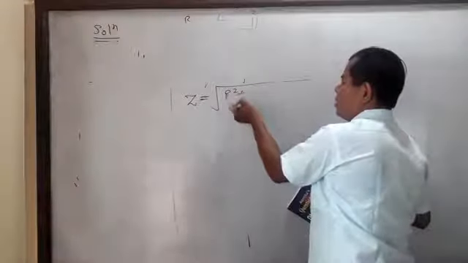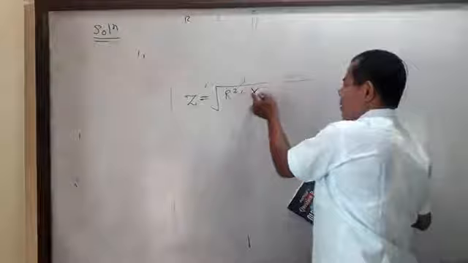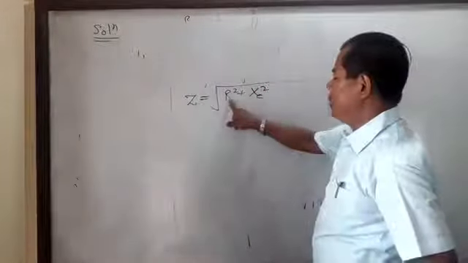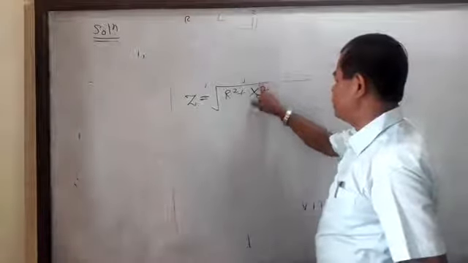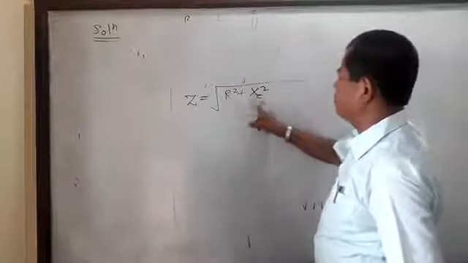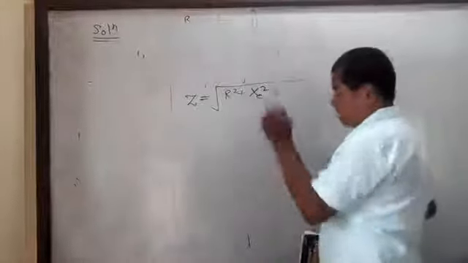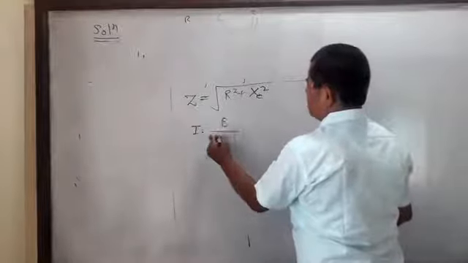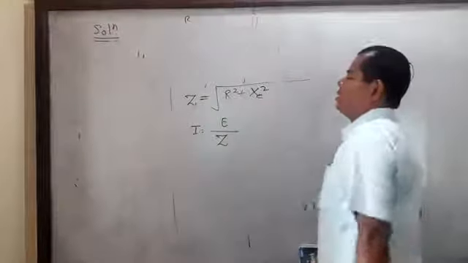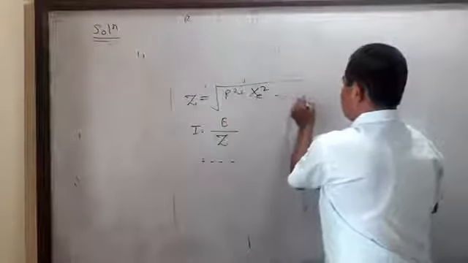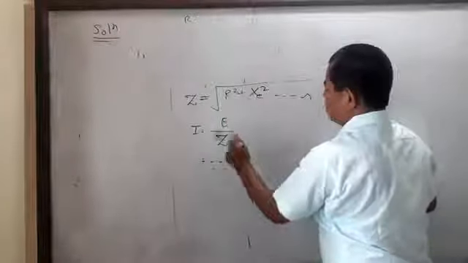The first step is to find Z, that is impedance. Z has value root under R square plus X square, where R is given to us and X is 1 by 2 pi FC. R, F and C are all given to us, so find the value of Z. Then the second step, find the value of current. Current is E by Z, and Z is determined in ohms. Then current is in amperes.